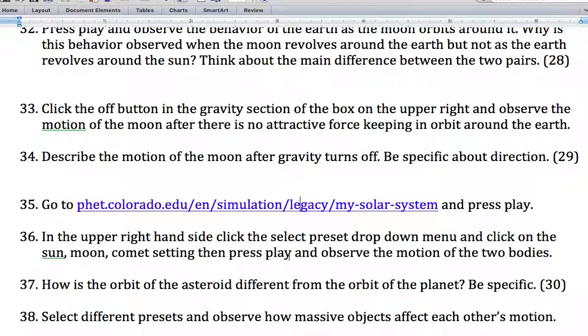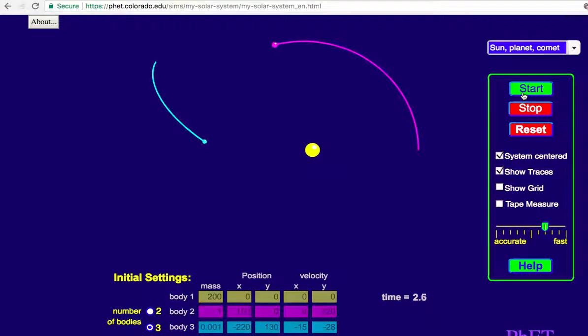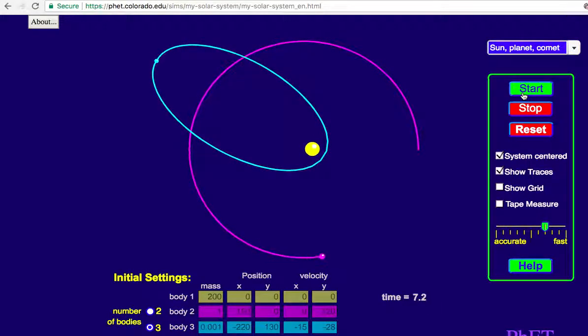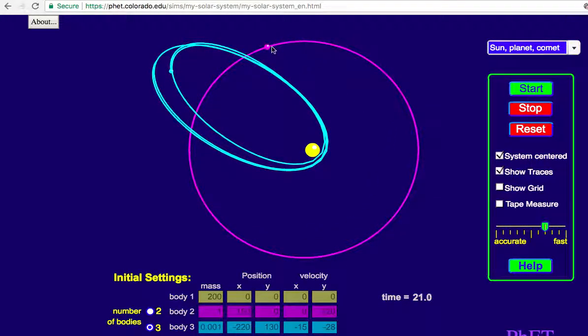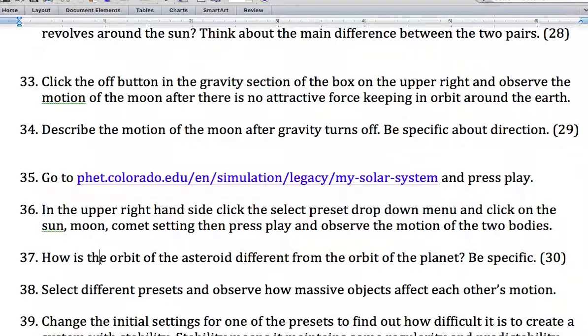Okay, so we are going to observe the motion of these bodies. So this pink part, that's a planet. And then what that was before, that was a comet. So the main thing that I want you to notice here is the difference. How is the orbit of the comet different from the orbit of the planet?